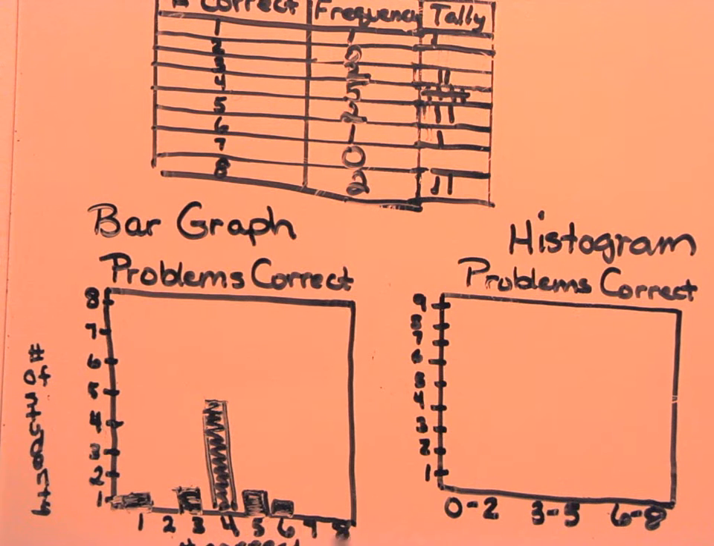7, we had none, and then finally we had 2 again at 8. So we'd have that at the same height, and we'd make our bar graph.